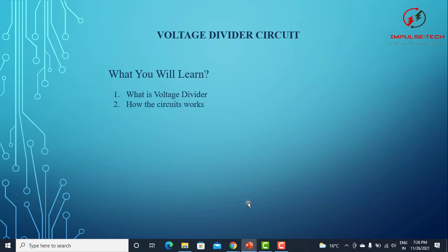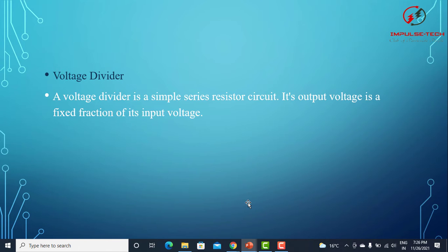So this video lecture is all about the voltage divider circuit. We are going to learn about the voltage divider circuit and how this circuit can be made. A voltage divider is a simple series resistor circuit. Its output voltage is a fixed fraction of its input voltage.